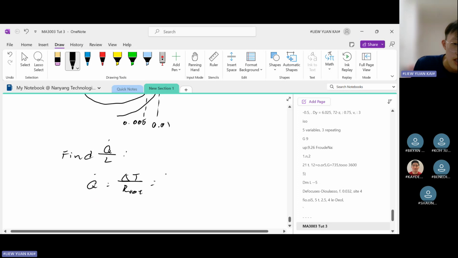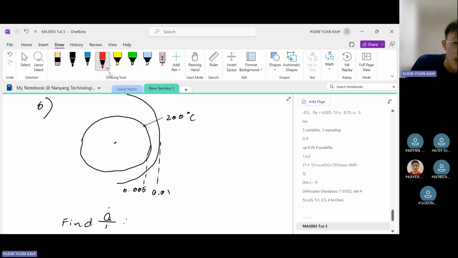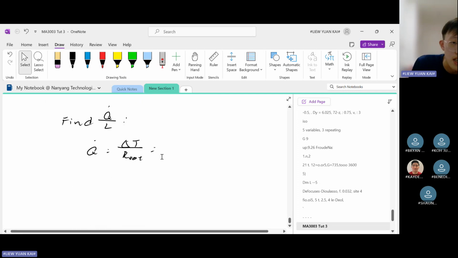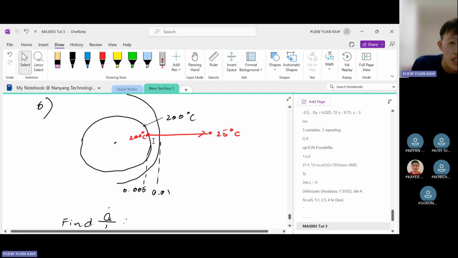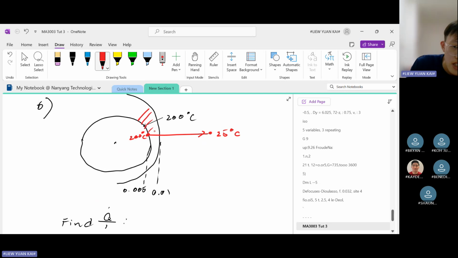Now let's look at the heat flow. The heat flows from here and then goes to the ambient temperature. So it starts at 200 degrees Celsius and then it ends at T infinity, which is 25 degrees Celsius. So it starts from here, ends at here. So this will be 200 minus 25 divided by the total resistance. The total resistance is given by what? It's given by this conduction and this convection.